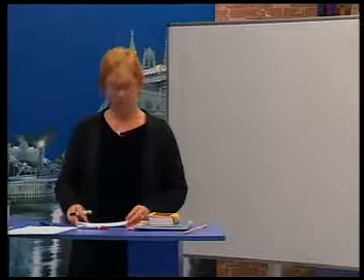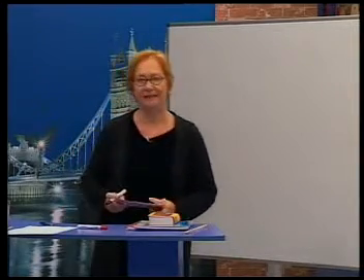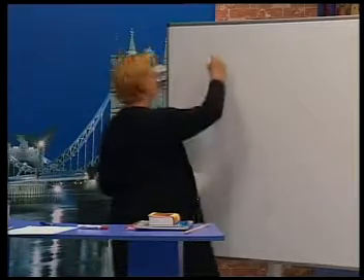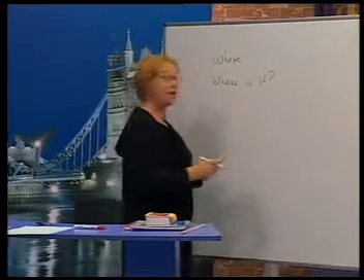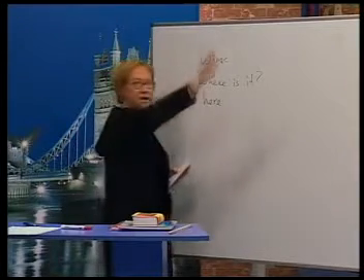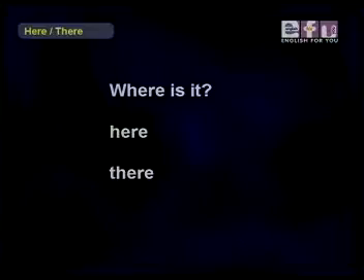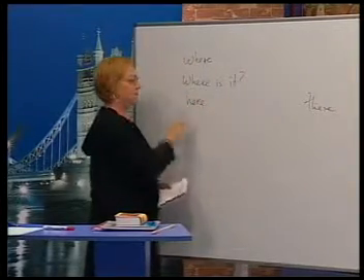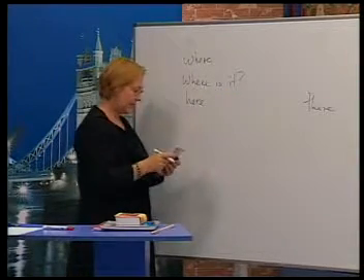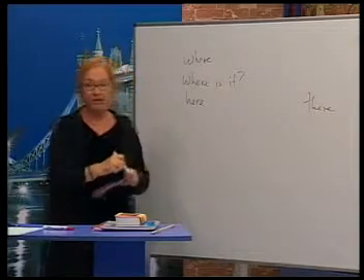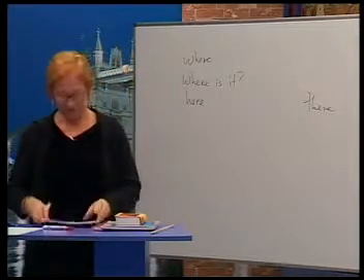All right, now we're going to learn 2 words for place. Now, we've seen the question, where? For example, where is it? There are 2 short answers. Here, and there. So, where is it? Here. Where is it? There. Okay?